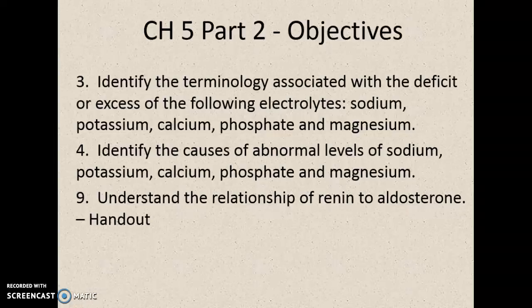Here's part 2 of chapter 5, and this is just a short section really focusing on electrolyte imbalances and water balances. So, 3 different objectives for this part, looking at the terminology associated with deficits or excess amounts of some of the different important electrolytes, and then looking at the causes of abnormal levels of the major electrolytes. And then skipping ahead to objective 9, it's out of order just a bit. You want to be able to understand the relationship of renin to aldosterone and the different components in between those two.